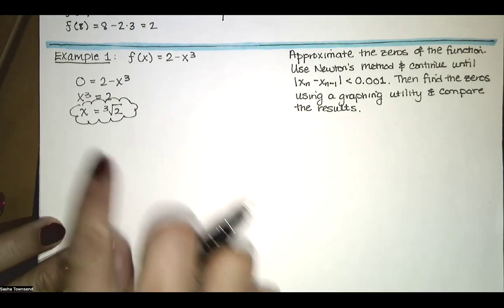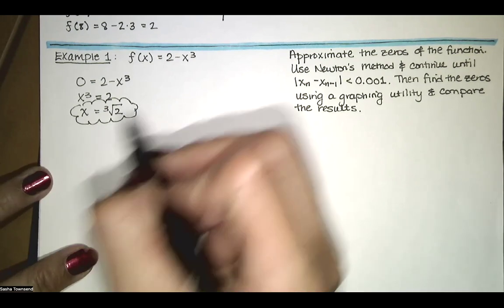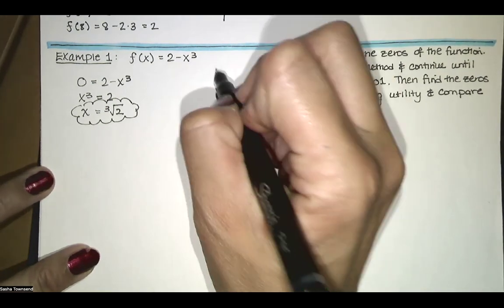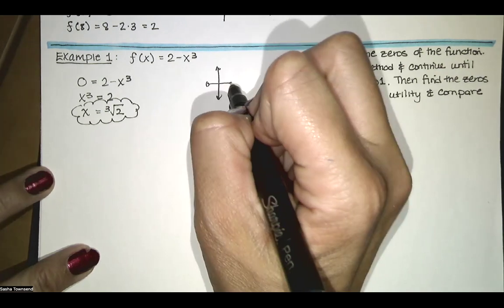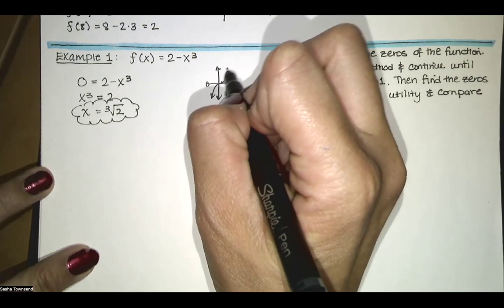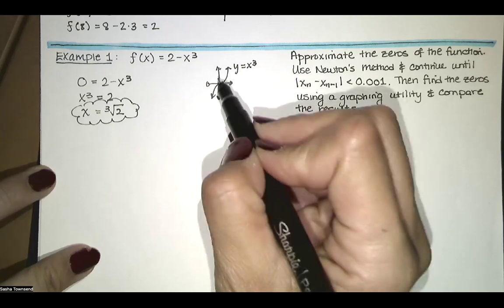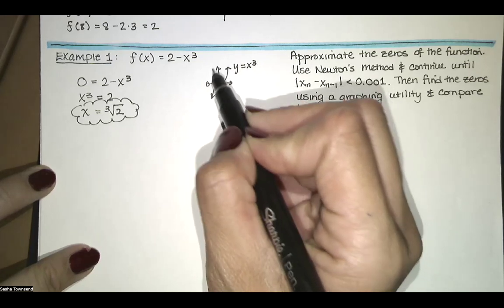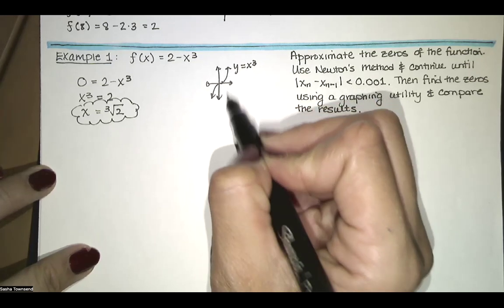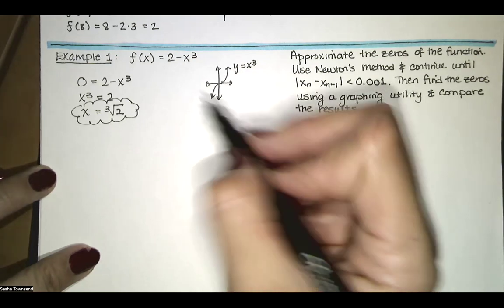So, one way that we can do that is we can graph the function. Y equals x cubed looks like this. Now, if we multiply by -1, that's going to flip this. All these negative values are going to be positive, and all these positive values will be negative, and then we'll shift the whole thing up 2 units.